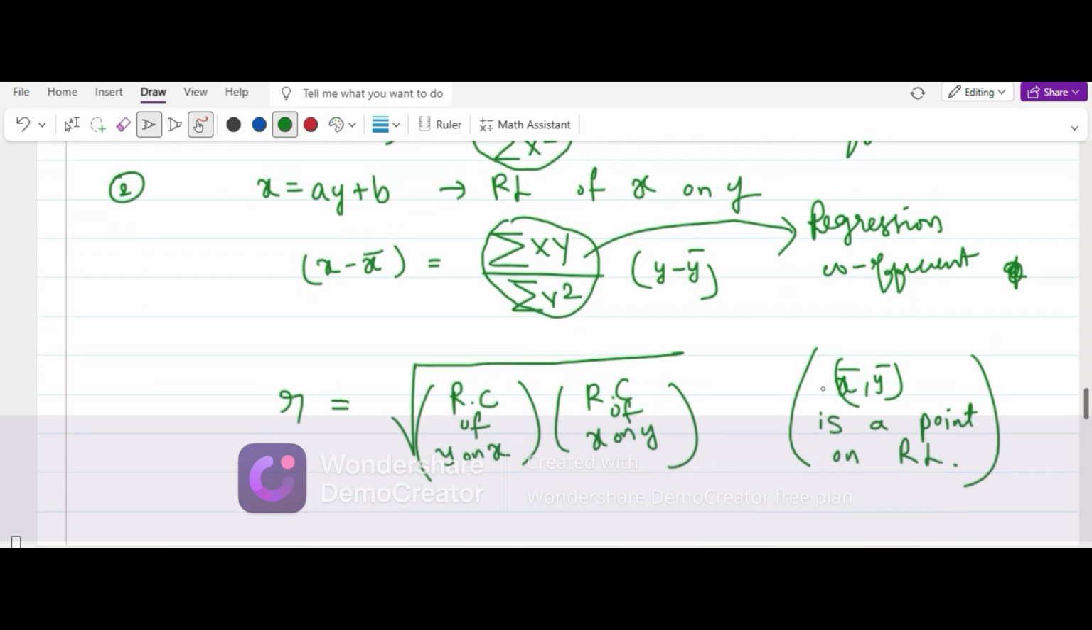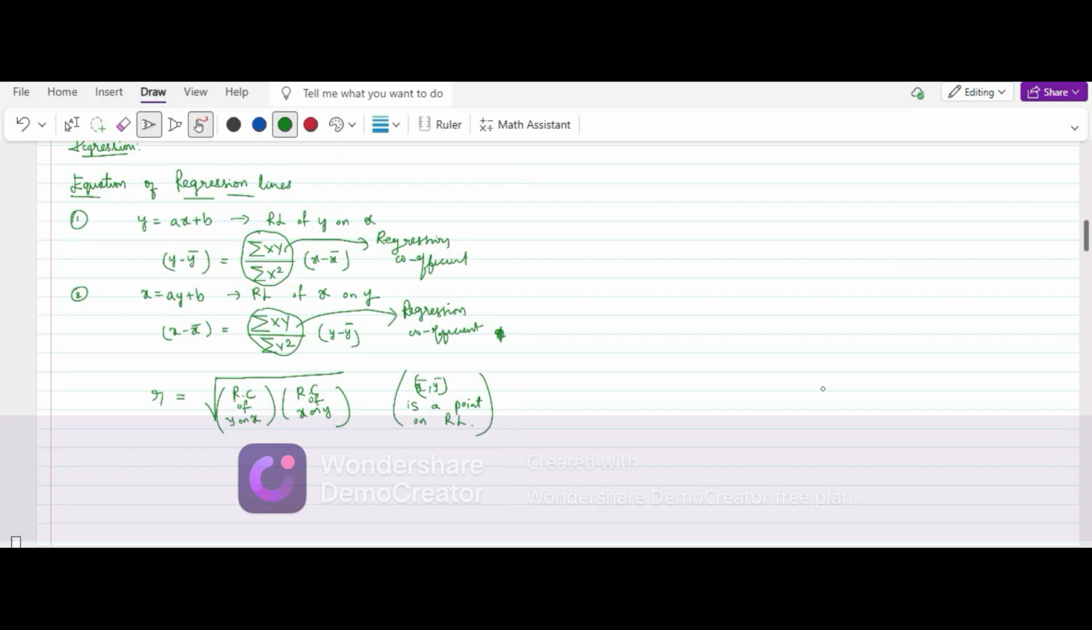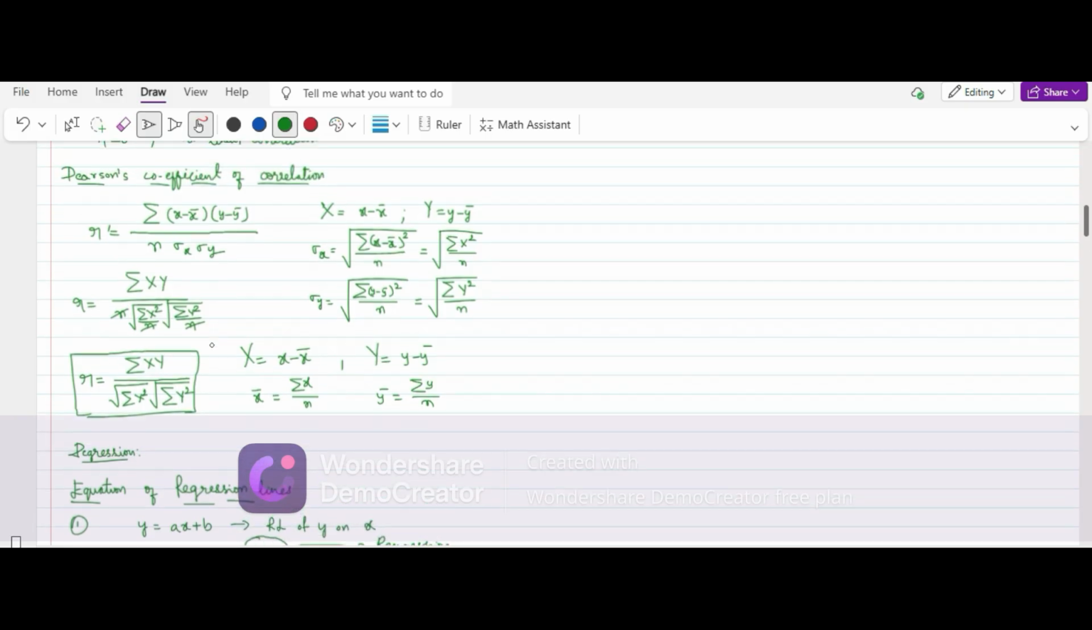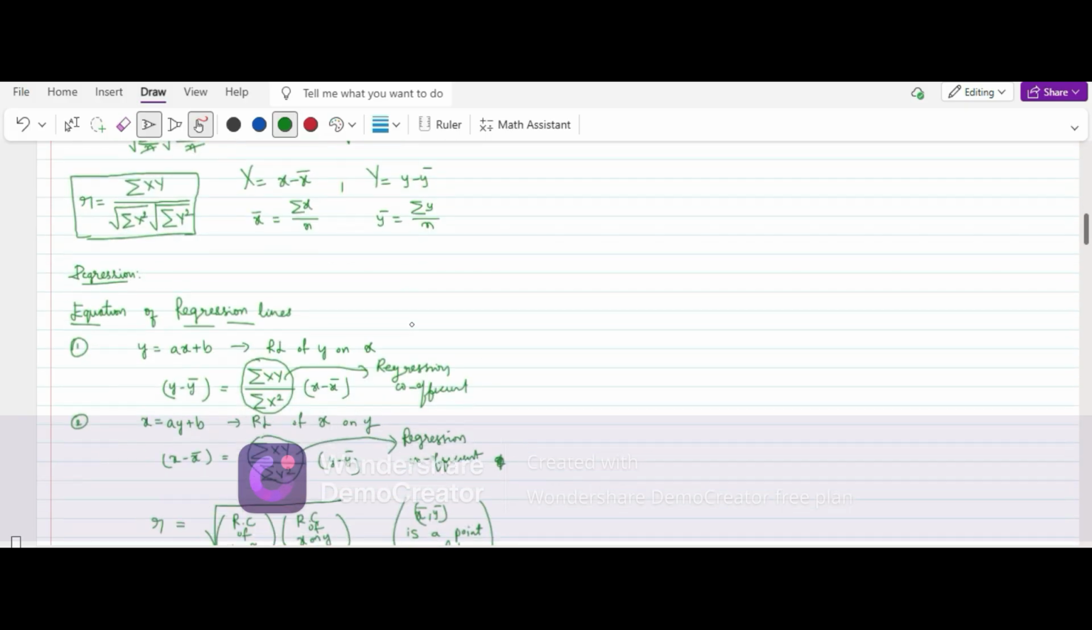Got it? So you have two formulas now. One formula is the Pearson formula, with which the regression coefficient can be calculated: summation xy divided by square root of summation x square into square root of summation y square. x is x minus x bar, y is y minus y bar. x bar is the sum of values of x divided by the number of values of x, and y bar is the sum of values of y divided by the number of values of y.